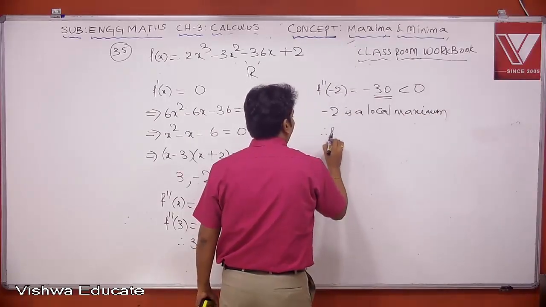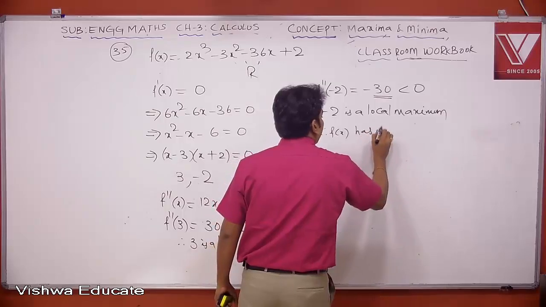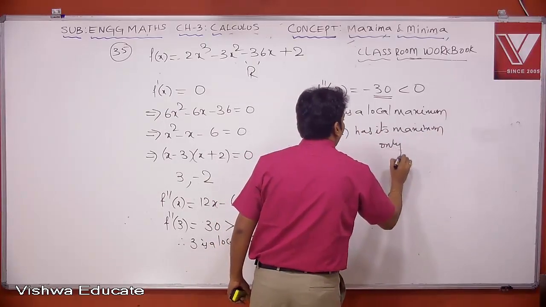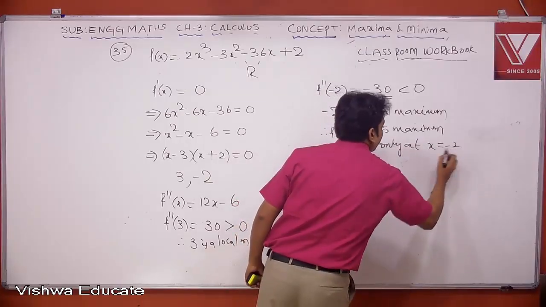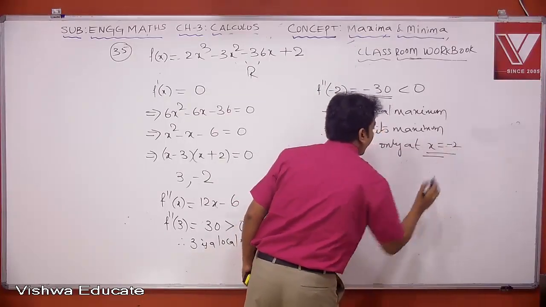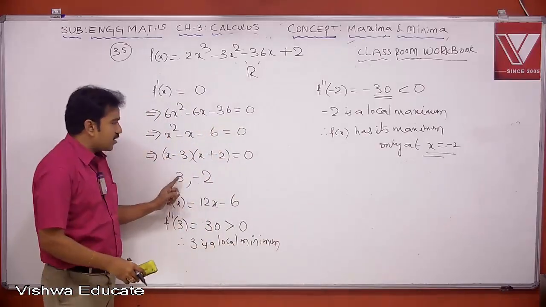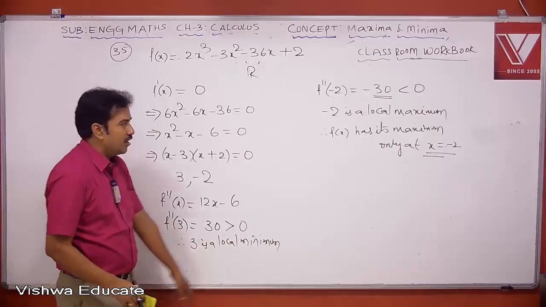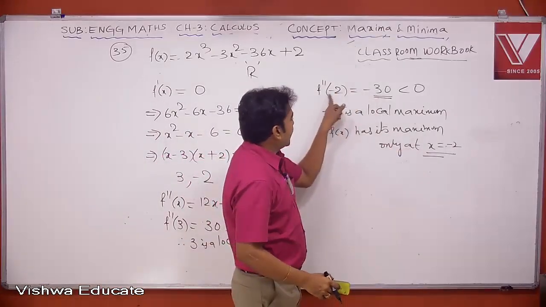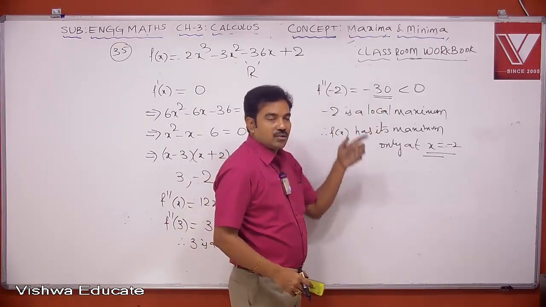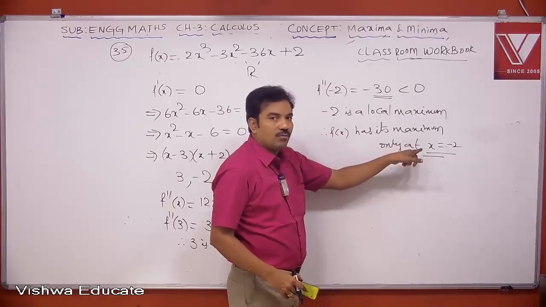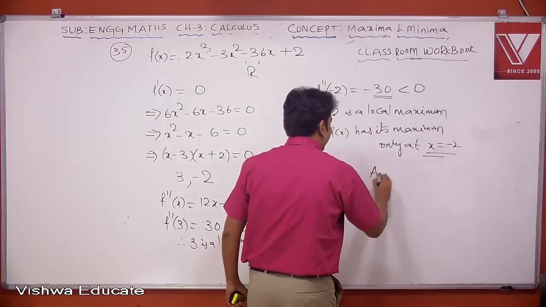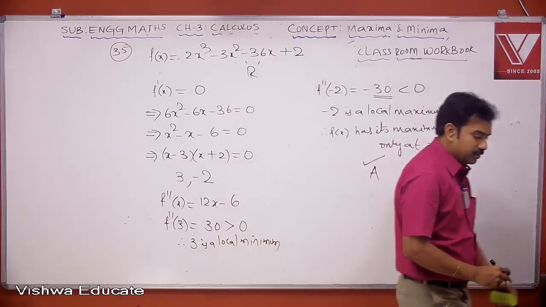Therefore f of x has its maximum only at x equal to minus 2. Because we got two stationary points, 3 and minus 2. At 3 the function is getting a minimum, which is not required for us. But at x equal to minus 2, the second derivative is less than 0. So the function takes maximum only at x equal to minus 2. So option is A. It possesses maximum only at minus 2.